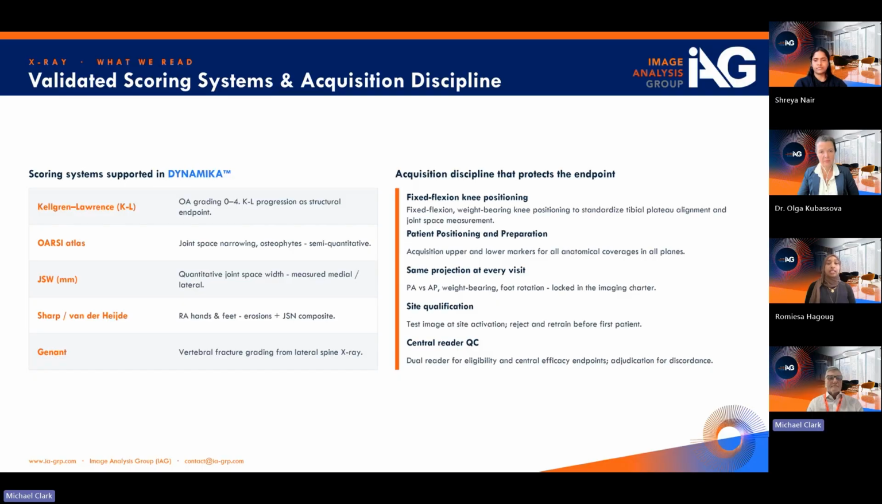And then if we're looking at osteogenesis imperfecta or osteoporosis-related studies, using the GENANT scoring criteria, one for understanding any symptomatic or asymptomatic fractures that they may have at baseline to give that categorization of that patient, and also using it as a safety trigger and endpoint trigger for understanding if there are any new or worsening fractures throughout the course of the study. So together, these scoring systems give us both a qualitative and quantitative way to track your disease progression.